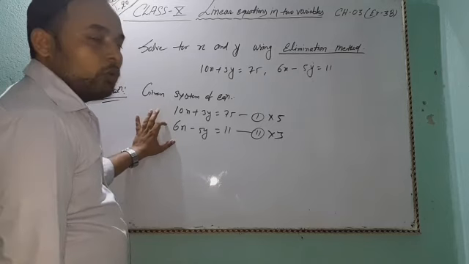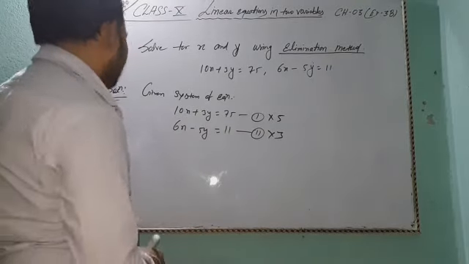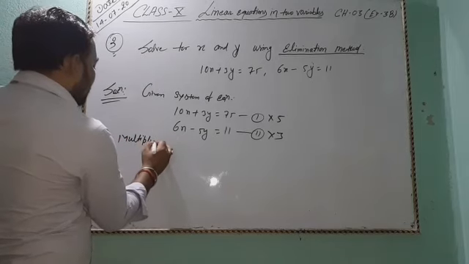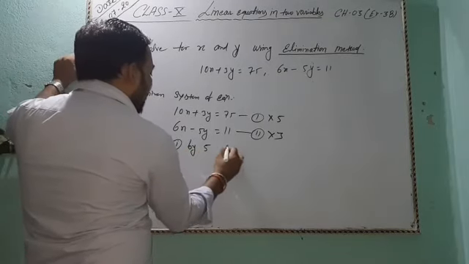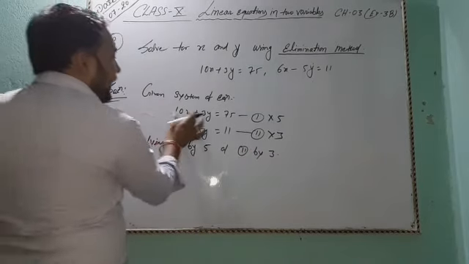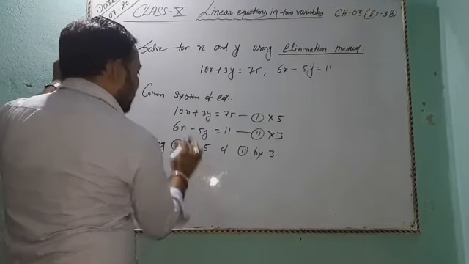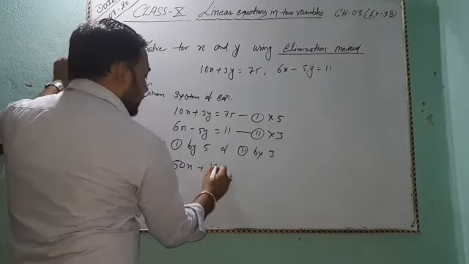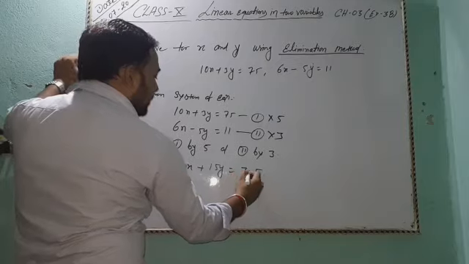Multiplying equation first by 5 and equation second by 3. So 10x multiplied by 5 equal to 50x, plus 3y multiplied by 5 equal to 15y, equal to 75 times 5, which is 375.